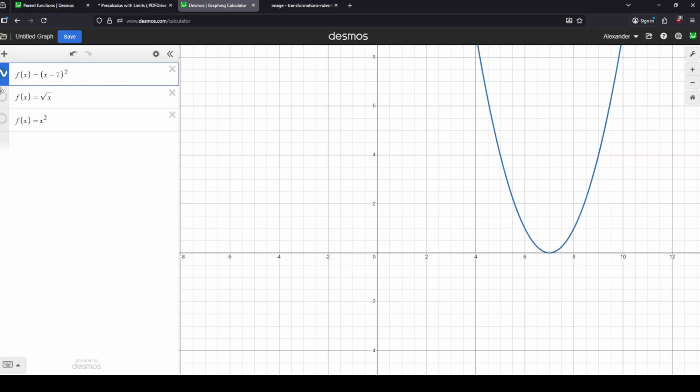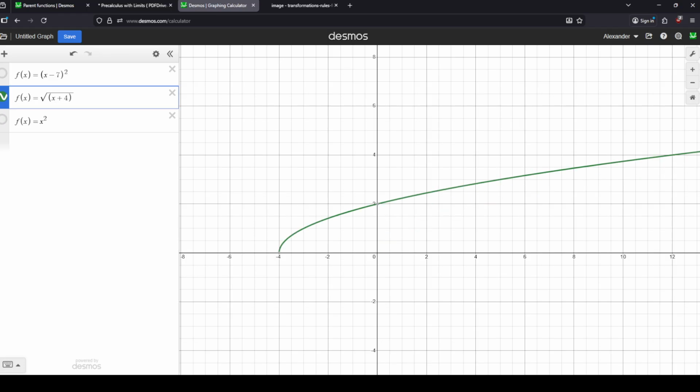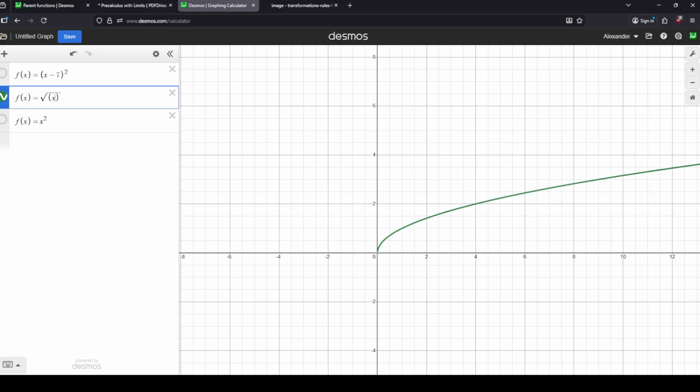All right. It'll work the same way with the square root. So again, it has to be inside the argument. So in this set of parentheses, we're going to do plus 2 to the left 2, plus 4 to the left 4, so on and so forth. All right. So let's go back to our parent functions.